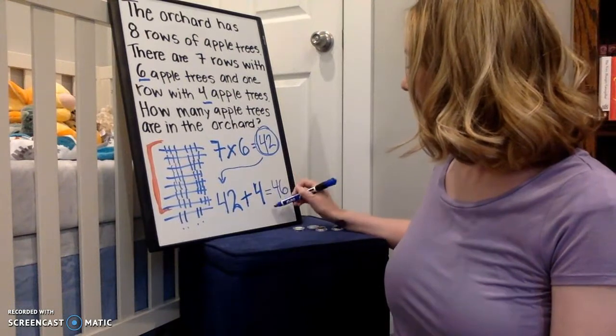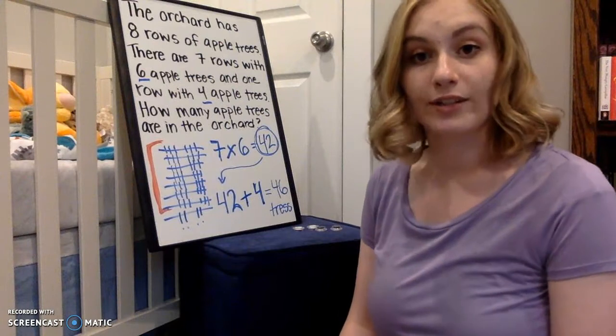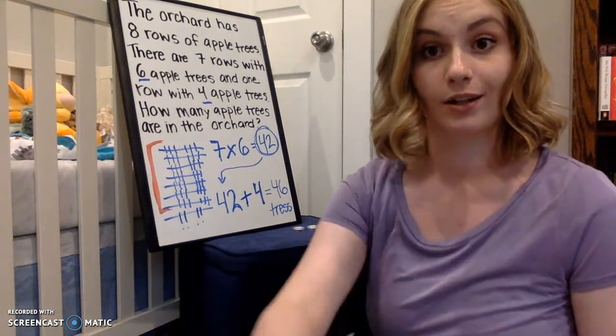46 trees. And I spelled trees wrong, but that's okay. So that's how you solve a two-step word problem. Let's do another one, okay?